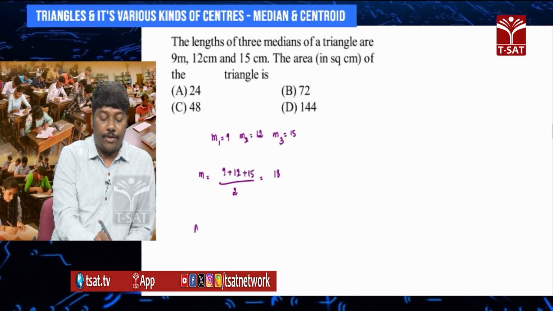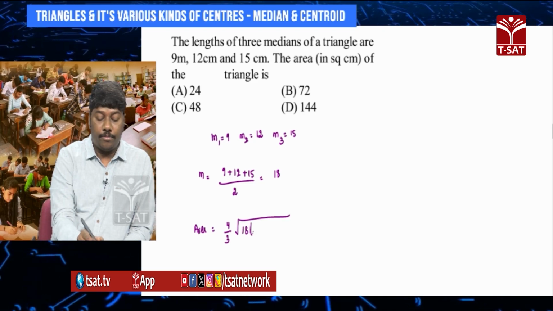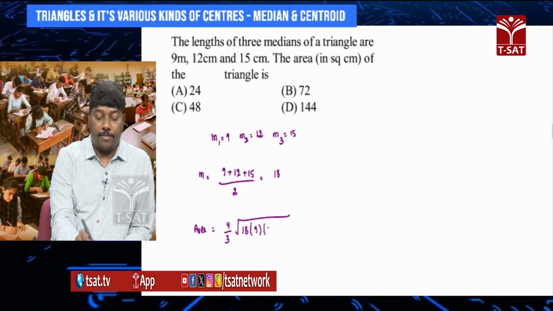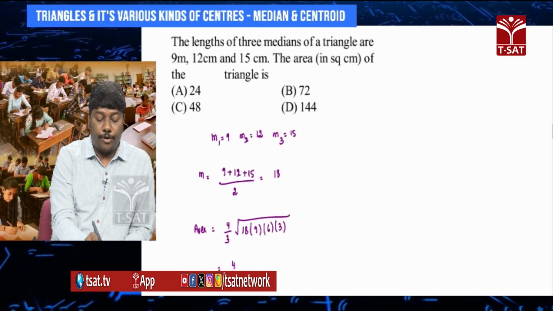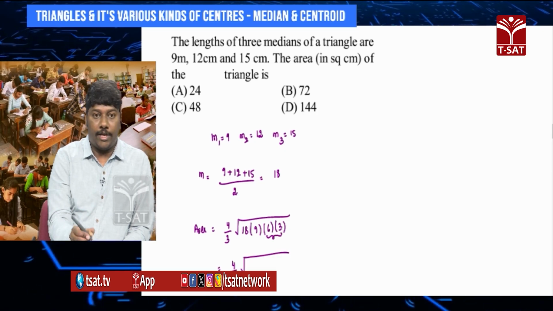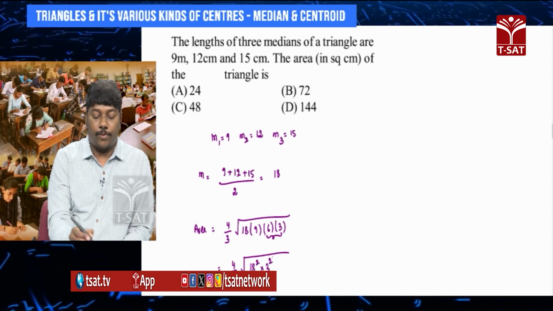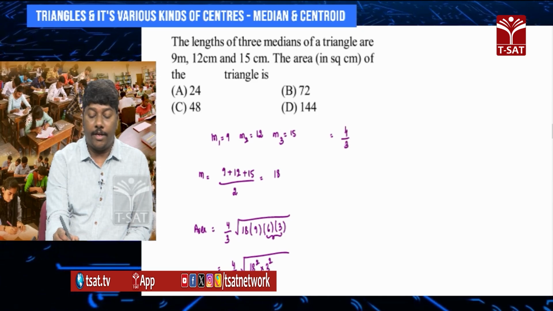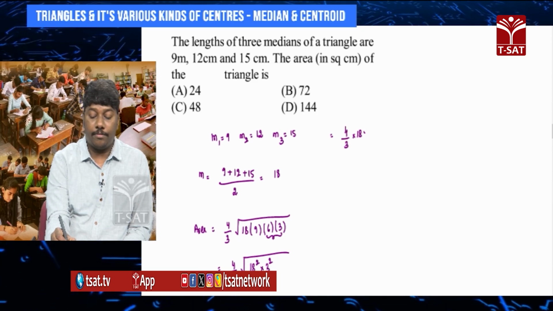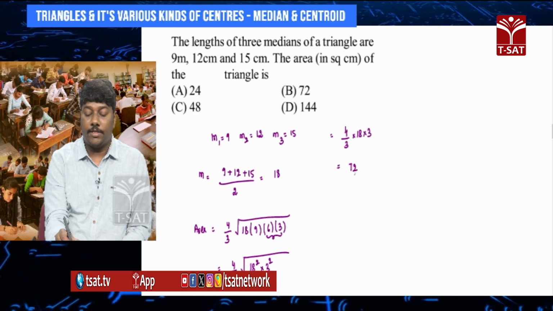Then the area is equal to 4 by 3 into the square root of M into 18 minus 9, which is 9, 18 minus 12 is 6, 18 minus 15 is 3, which is equal to 4 by 3, 6 into 3 is 18, 18 into 18, 18 square into 9 is 3 square. Overall you get 4 by 3 into 18 into 3. 3 gets cancelled, 4 18s are 72.